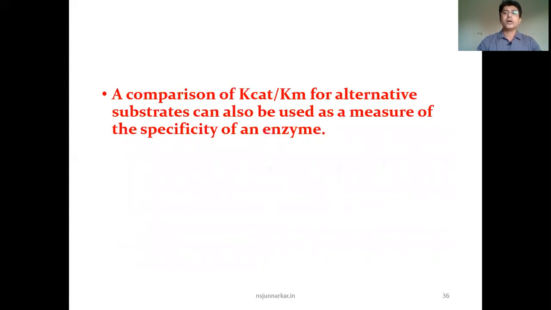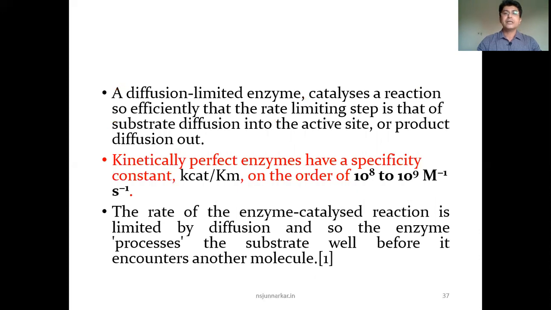A comparison of Kcat upon Km for alternative substrates can also be used as a measure of the specificity of an enzyme. A diffusion limited enzyme catalyzes a reaction so efficiently that the rate limiting step is the substrate diffusion into the active site or product diffusion out. Kinetically perfect enzymes have a specificity constant Kcat upon Km on the order of 10⁸ to 10⁹ per mole per second. The rate of the enzyme catalyzed reaction is limited by diffusion, and so the enzyme processes the substrate well before it encounters another molecule.